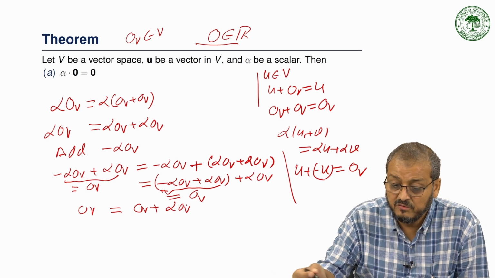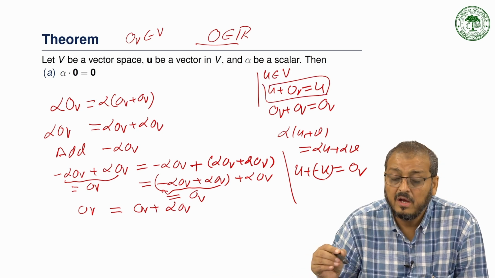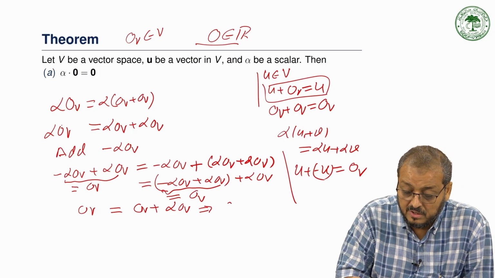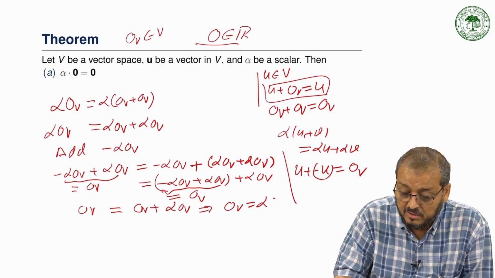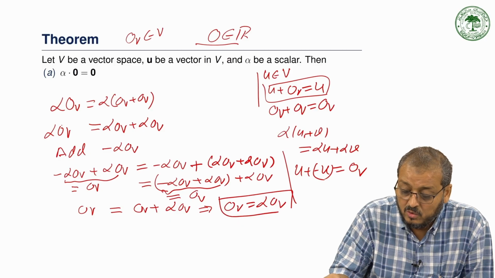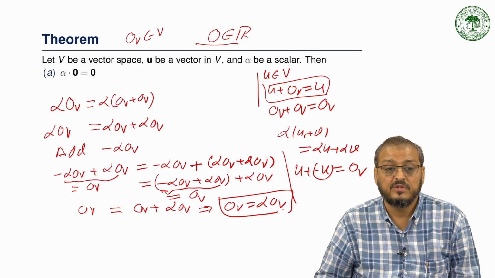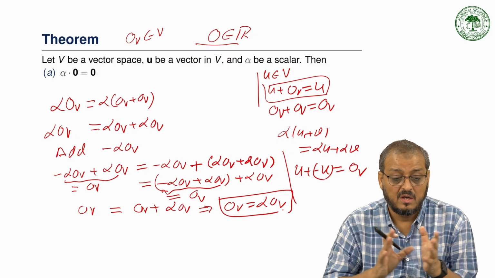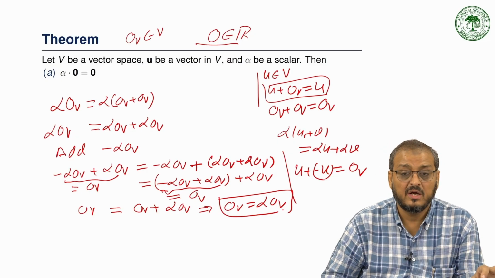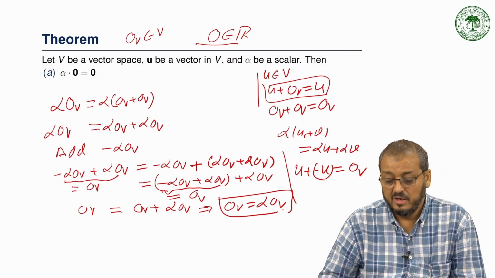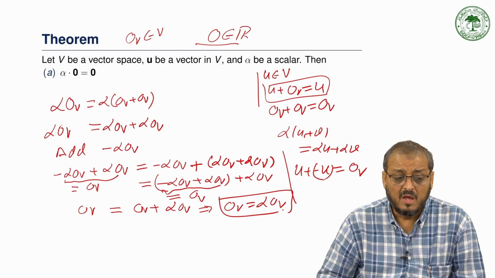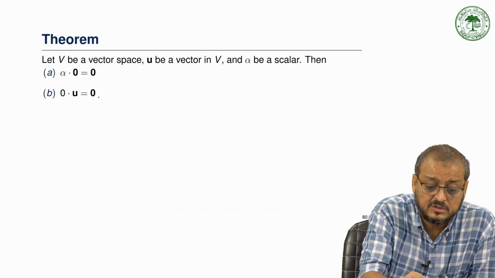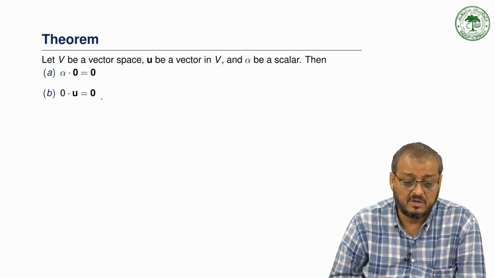Again using the property U plus 0 of V, this can be written as 0 of V equal to alpha times 0 of V. This is what we had to prove. So, this means we can say that in a vector space V, a scalar alpha times the additive identity is given by the additive identity. Okay, now we try to prove this for the ordinary 0 times a vector, which is also 0 of V.